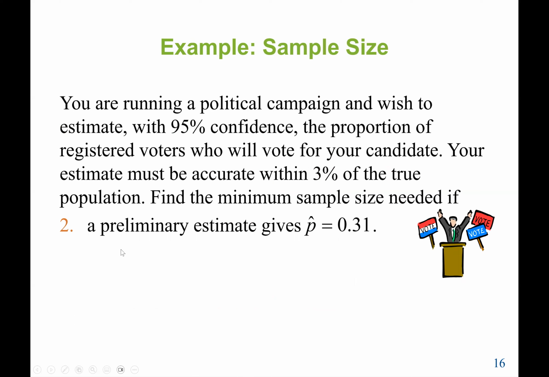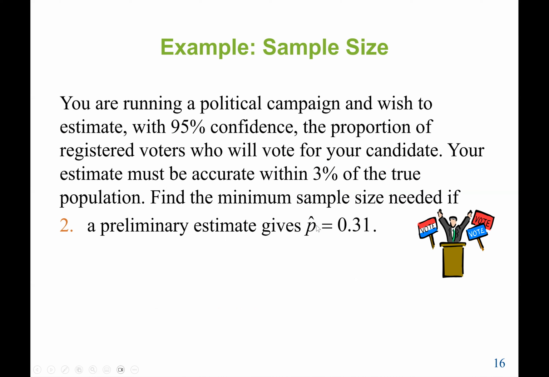Next example, you are running the same question. This time they say we are running a political campaign and want to estimate, with 95% confidence, the proportion of registered voters who will vote for your candidate. Your estimate must be accurate within 3% of the true population. Find the minimum sample size needed if the preliminary estimate gives the p-hat as 0.31. Again, it is the same question as our previous example, but this time the p-hat is given.